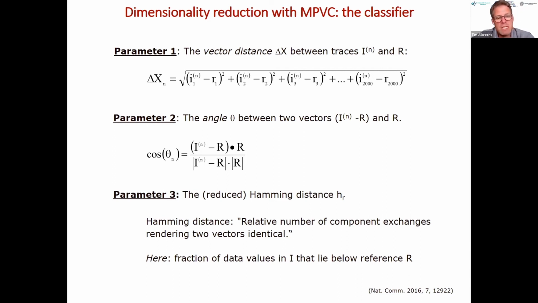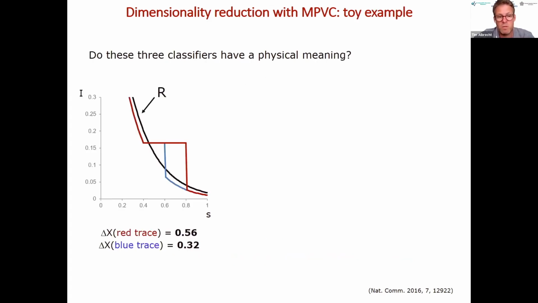The way we use it here is basically to arrive at a measure of how many data points of the current values that we measure lie below the reference vector. So it's essentially a measure for the positive and negative deviation. With each parameter, we've got 3 parameters for each measured trace, and we can then start to compare different traces, but now in 3-dimensional space rather than 2000-dimensional space. Now, what does this all mean?